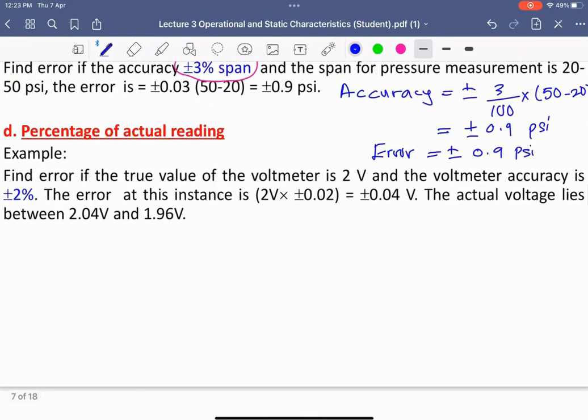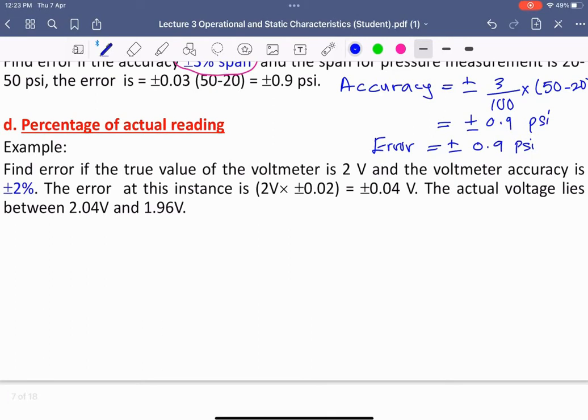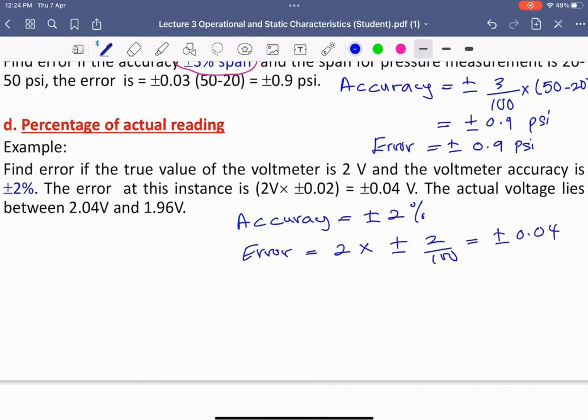Some data sheets don't give you the unit. They only give you the percentage accuracy, equal to plus or minus 2%. In this case, you need to know the measured value. If you measured 2 volts, you need to multiply it by plus or minus 2%. We get plus or minus 0.04 volt. So these are the many types of accuracy definition in the manual or data sheet.